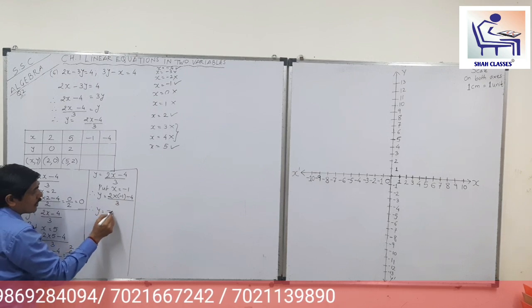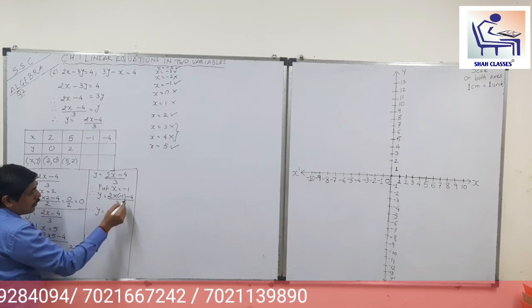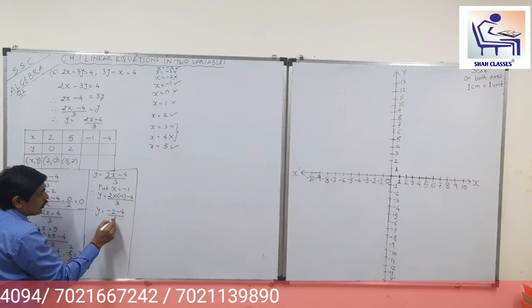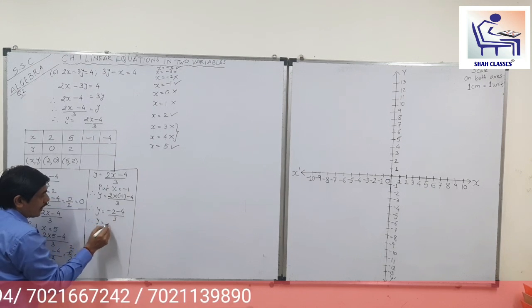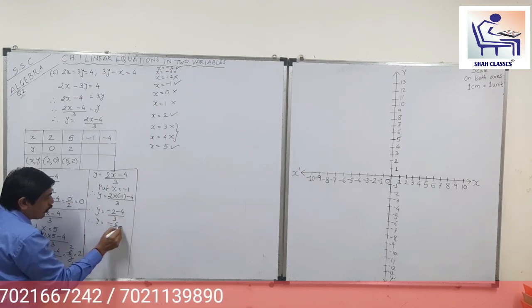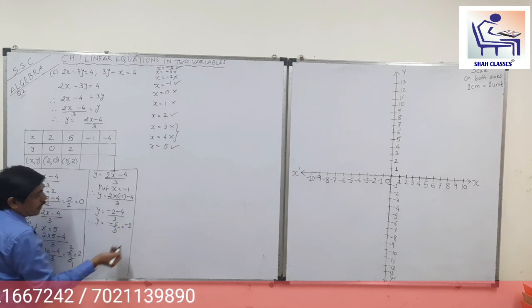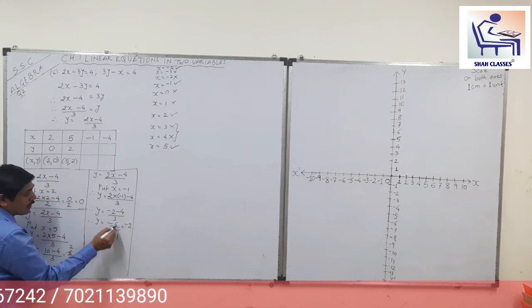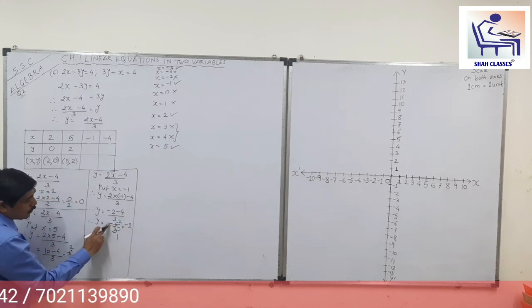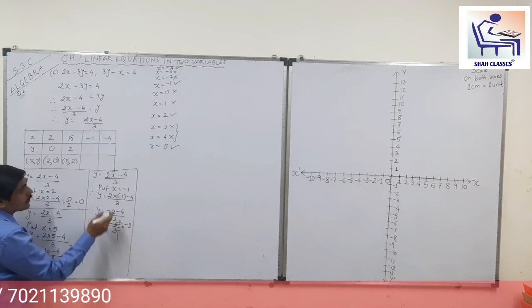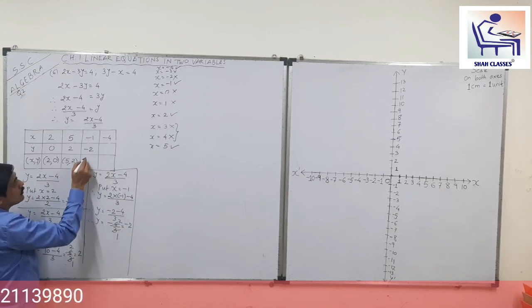Two into minus 1 is minus 2. Minus 2 minus 4 upon 3. Therefore, y is equal to minus 6 upon 3. We got the value as minus 2. 3 ones are and 3 twos are. So, minus 2. We got the final answer, minus 2.